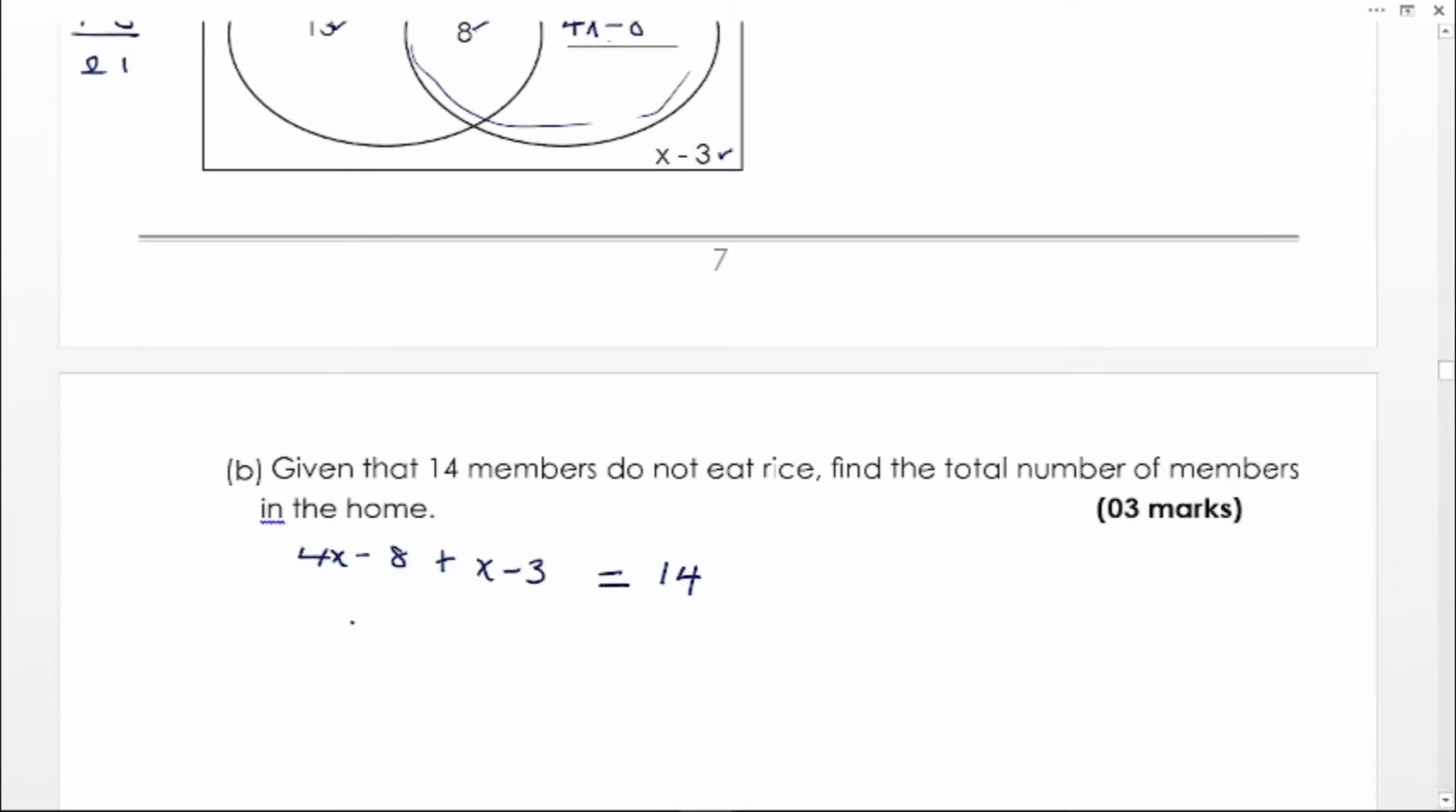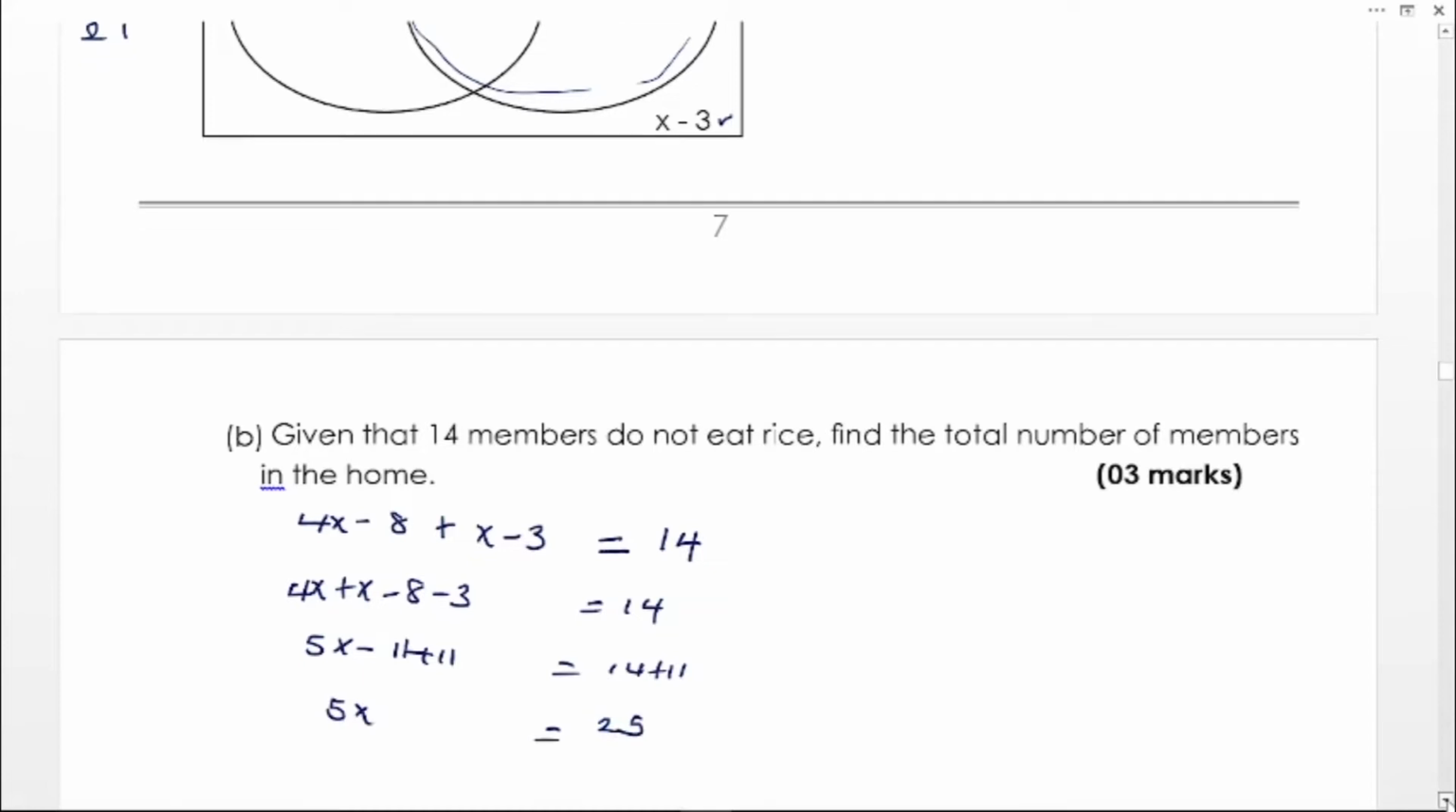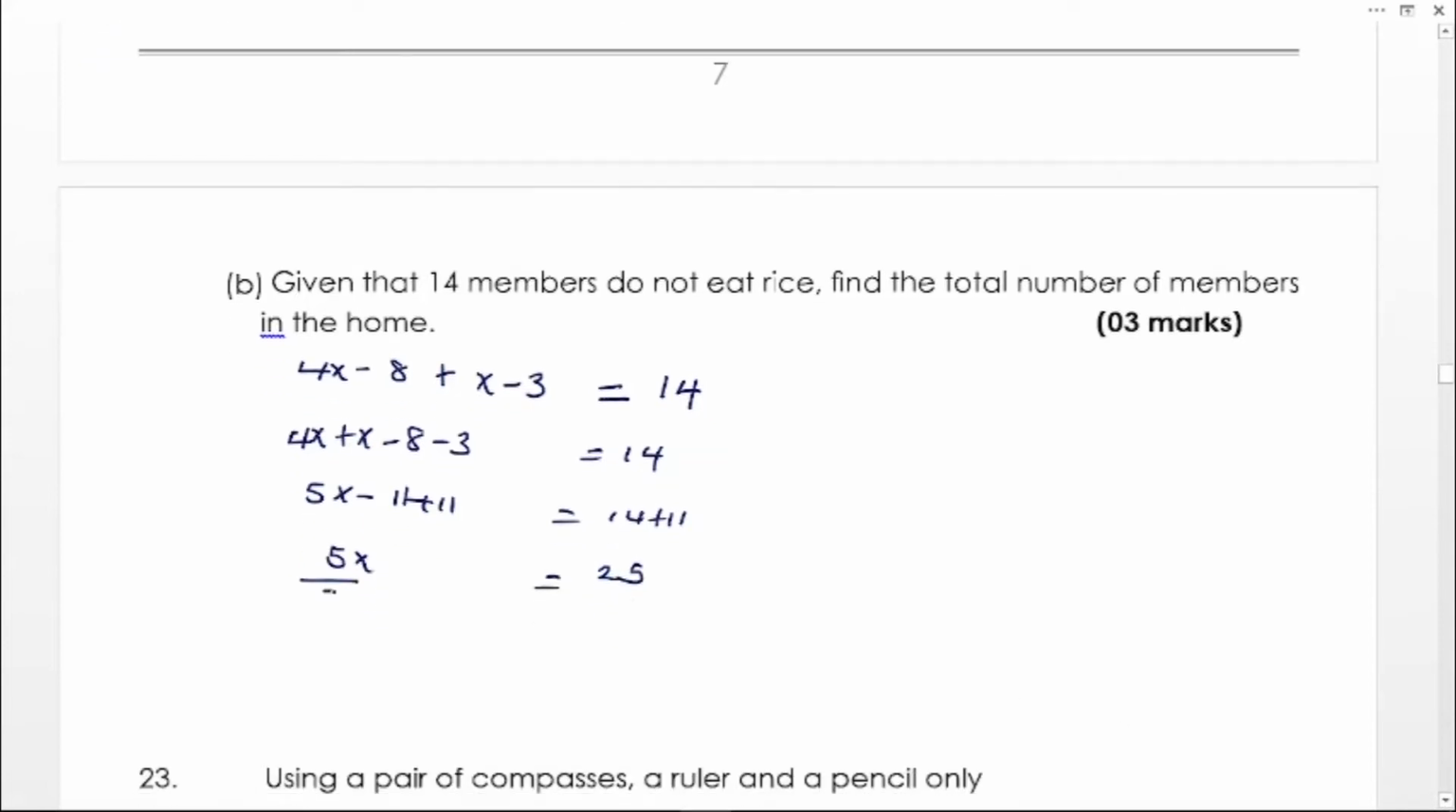So now we are forming this simple equation. So we have 4x plus x minus 8 minus 3, which is 14. 5x minus 11, because 8 and 3 make 11. So this is negative 8, negative 3. The negative increases to 11. So plus 11 is equal to 14 plus 11. 5x is equal to 25. If it is 25, now we are going to divide by 5. We divide by 5. So x is equal to 5.